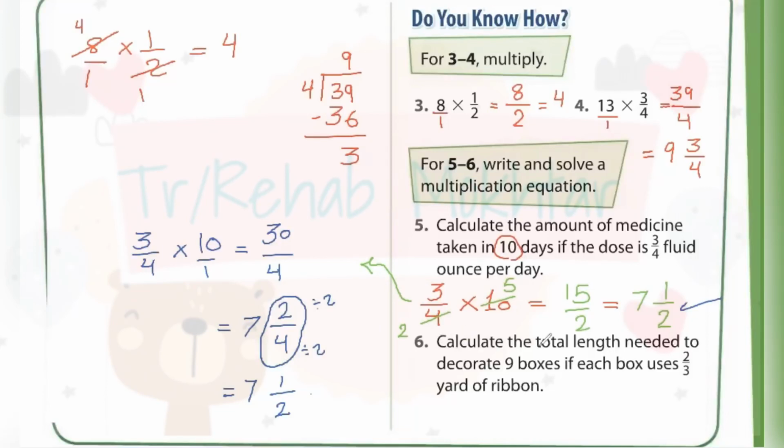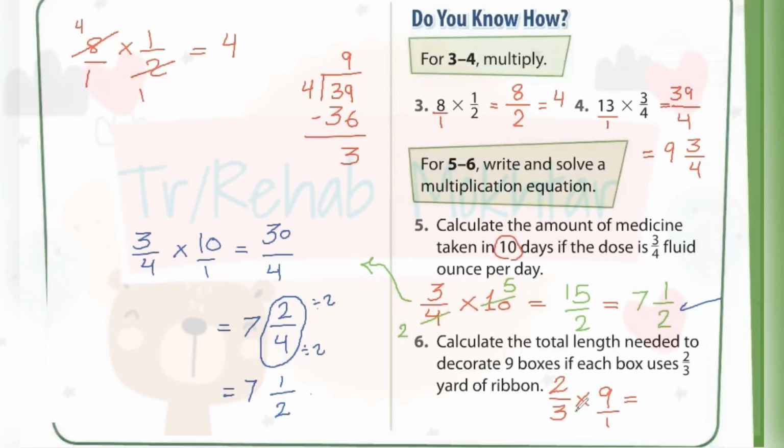Number 6. Calculate the total length needed to decorate 9 boxes if each box uses 2 out of 3 yards of ribbon. I will multiply the fraction 2 out of 3 times what, teacher? How many boxes do we have? We have 9. Now I will ask myself, is there any common factor between 2 and 3? No, teacher. Is there any common factor between 9 and 3? Yes, teacher. We can divide by 3.